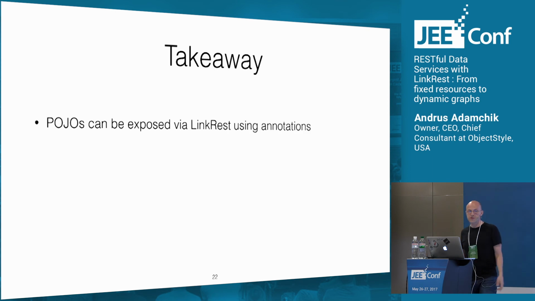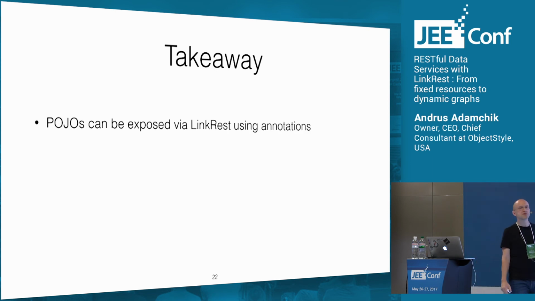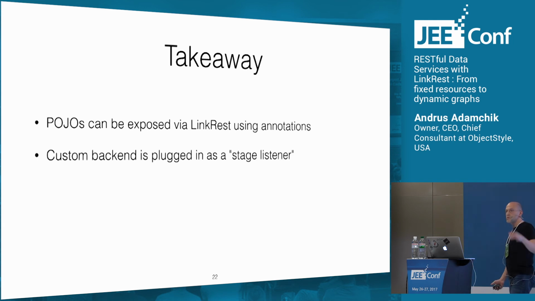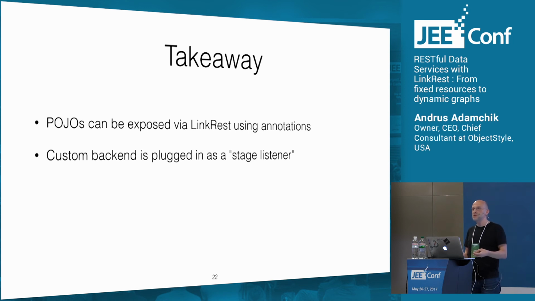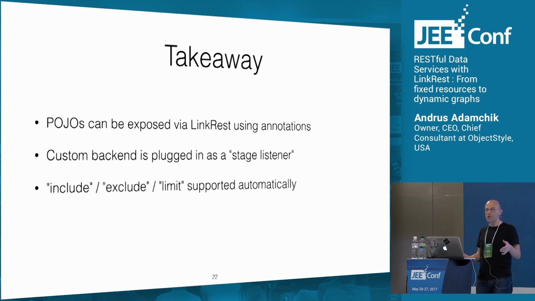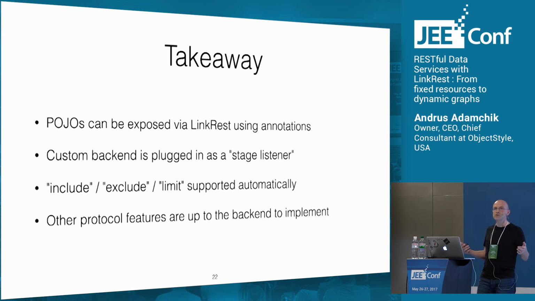So the takeaway from this is that any POJO can be annotated and exposed in LinkRest, but you are responsible for providing a backend, a data source for where these objects come from, and it depends on you how efficient it will be. LinkRest will do certain things for you out of the box for these objects, like include, exclude, limit, and stuff. But the rest of the features, you're responsible for them. Even for include and exclude, you should probably take them into account. You don't want to fetch your entire database in memory just to let LinkRest filter a couple of attributes, right? But this information is available, so we make it easy for you to write it.